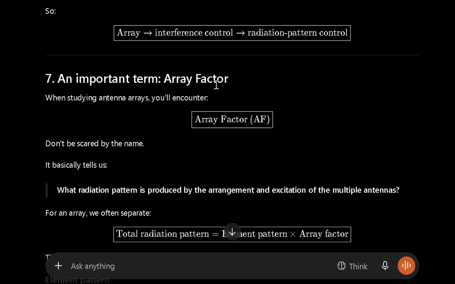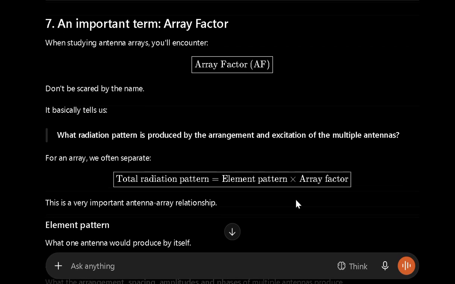When studying antenna arrays, you will encounter another factor, the array factor. Don't be scared by the name. It basically tells us what radiation pattern is produced by the arrangement and excitation of multiple antennas. For an array, we often say total radiation pattern equals element pattern times array factor.